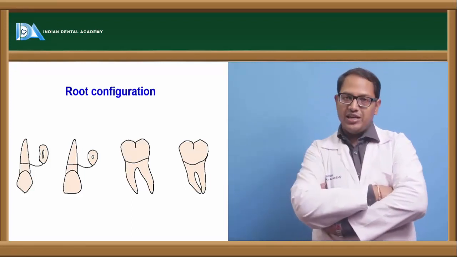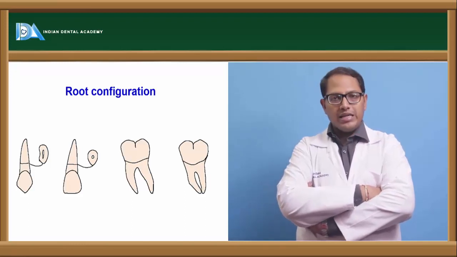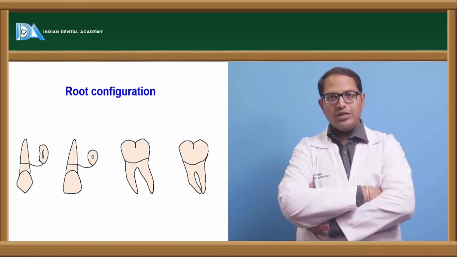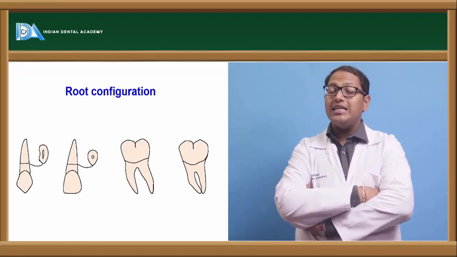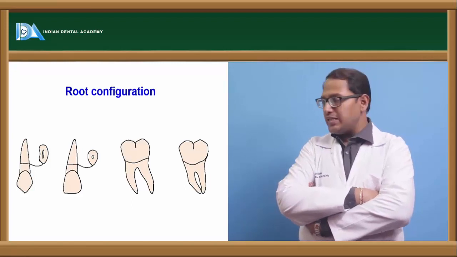Coming to root configuration, which kind of root configuration is good? So is tapering good or is ovoid good? No, ovoid root configuration is good. Longer roots are better. So the canine is a good abutment, and centrals are also good abutments.